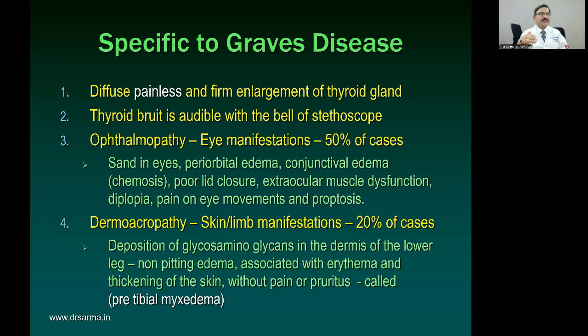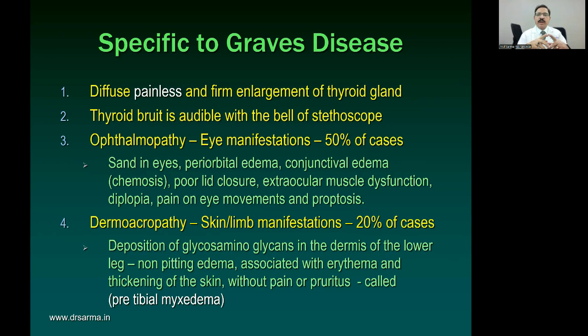That's it. Ophthalmopathy, eye manifestations. 50% of the cases of Graves' disease will have eye changes. Sand in the eyes, sort of irritative eyes. Periorbital edema, conjunctival edema called chemosis, poor lid closure, extraocular muscle dysfunction, diplopia, pain on eye movement, and proptosis.